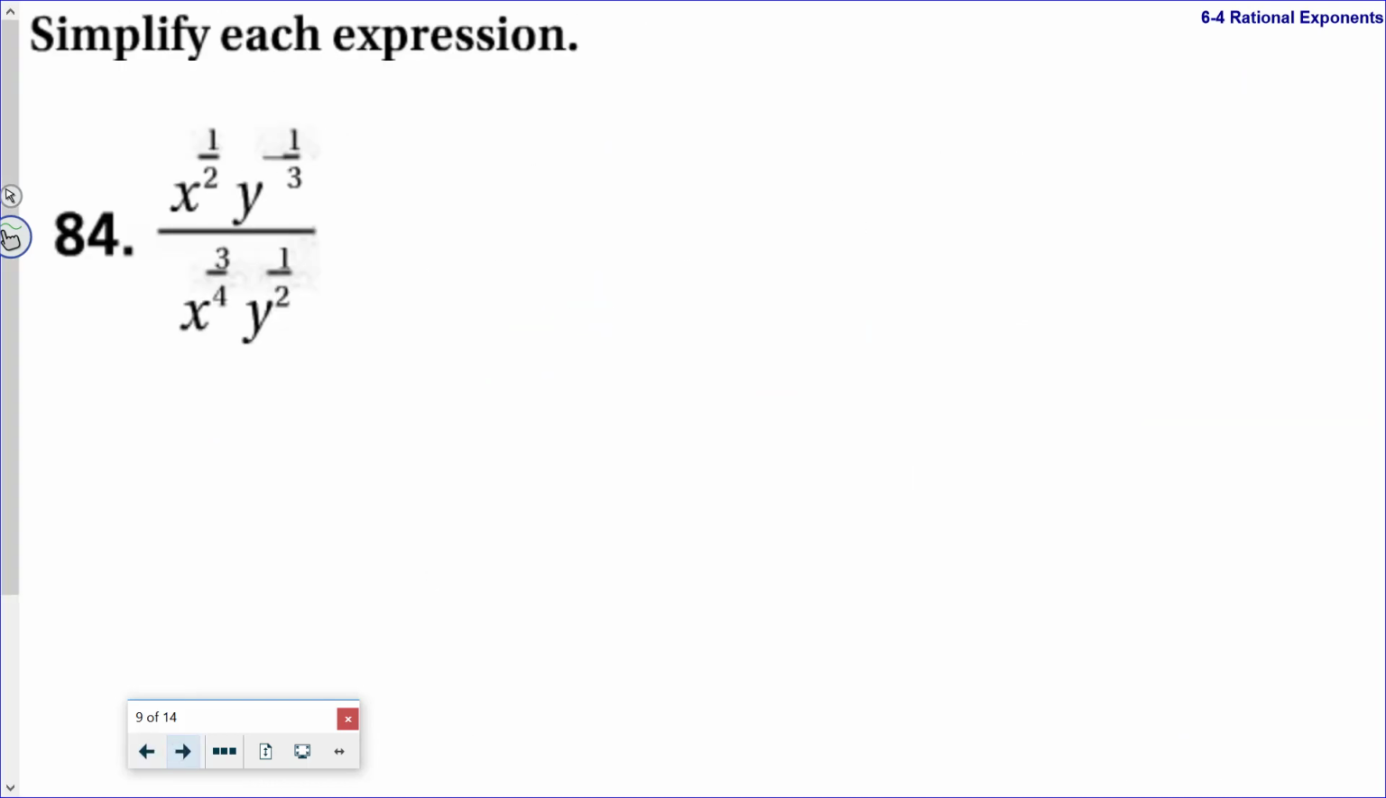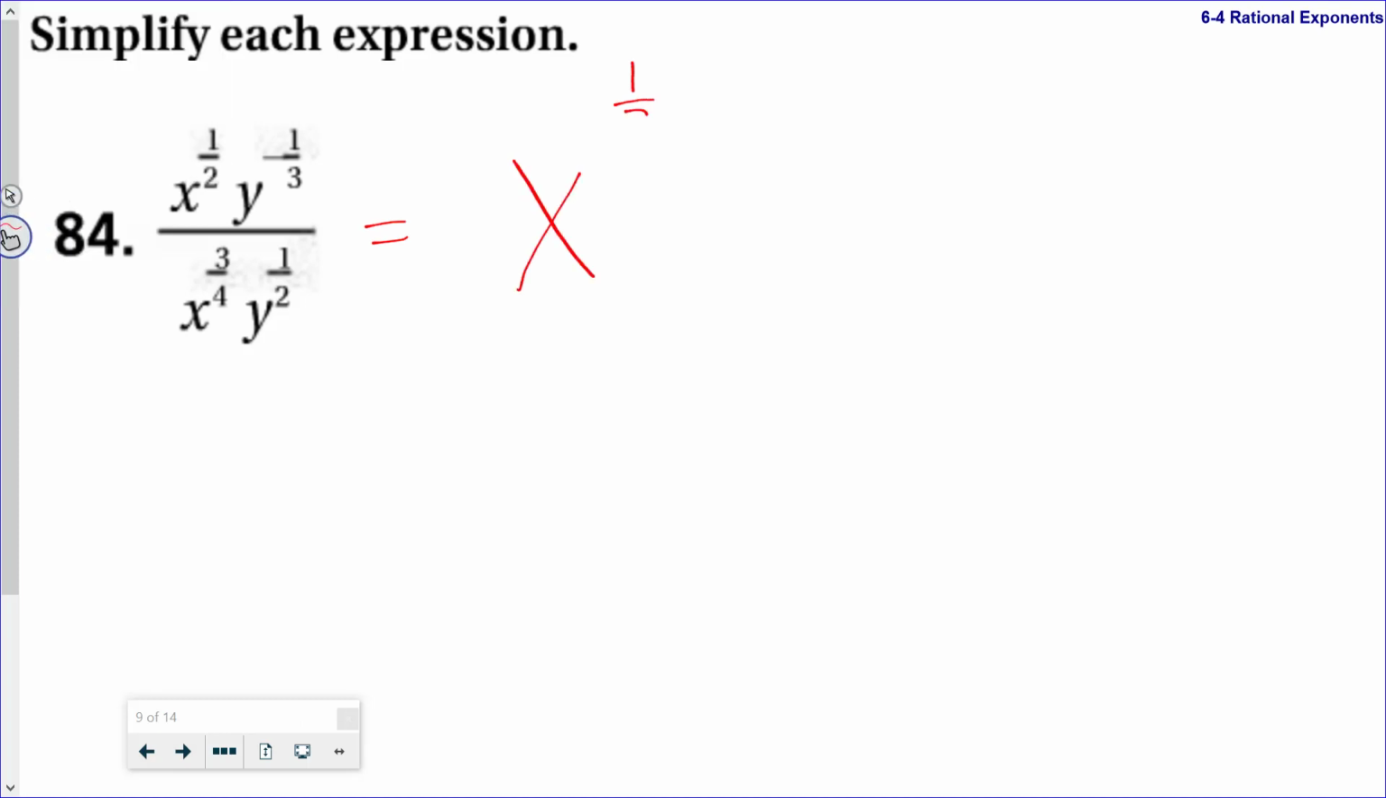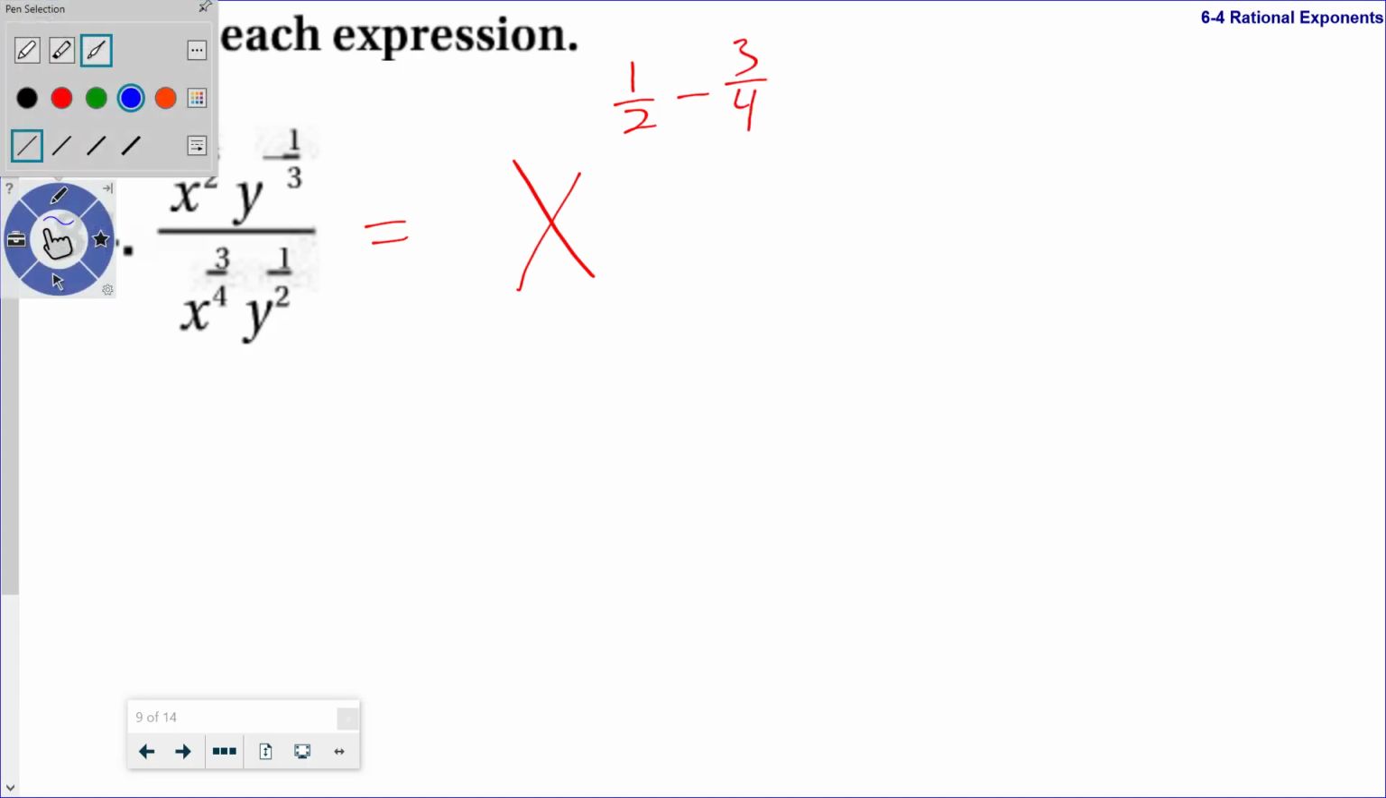Now we're going to simplify each expression. So again, the rules we talked about earlier: if you have the same base and you're multiplying, you add the exponents. If you're dividing, you subtract the exponents. So here we have x to the 1/2 being divided by x to the 3/4. Since we're dividing, we're going to subtract the exponents. So this is equal to x to the 1/2 minus 3/4, times y to the negative 1/3 minus 1/2.